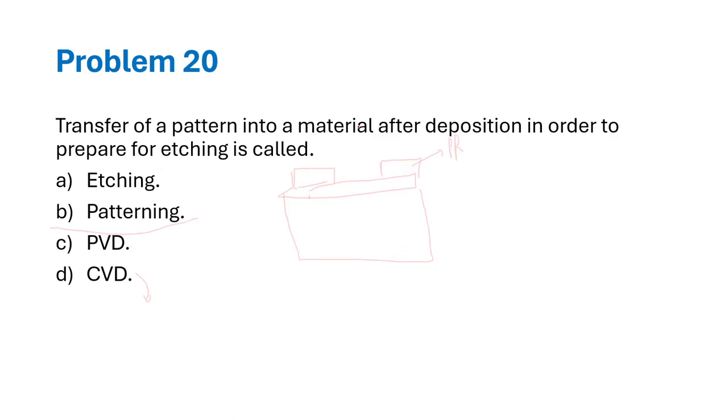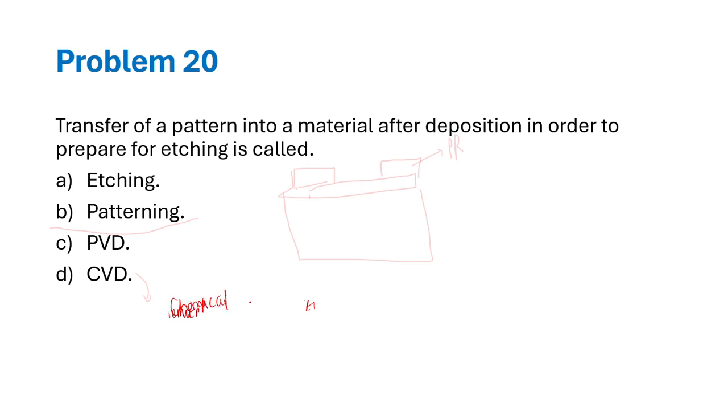Okay. So next is problem 20. Here, transfer of a pattern into a material after deposition in order to prepare for etching is called A. Etching, B. Patterning, C. PVD, D. CVD. CVD is chemical vapor deposition. It is a similar process to physical vapor deposition, only the reaction happens in a chemical manner. It has to be patterned first. So yes, the transfer of a pattern is patterning.